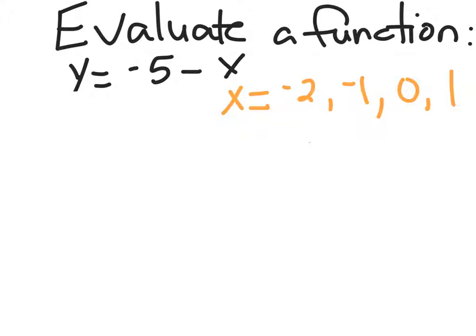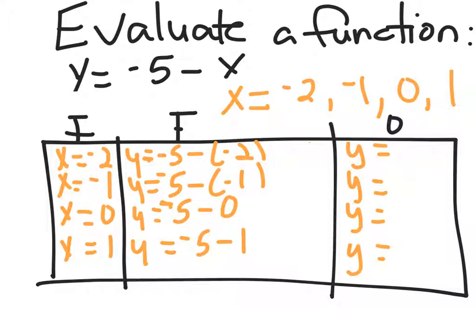Okay, so next you need to know how to evaluate a function if y equals negative 5 minus x, and x is negative 2, negative 1, 0, or 1. And so in each one of these, you're basically working out an equation, but it's going to ask you to put your results in a table. So you would organize your table like this. We have input, function, and output here.